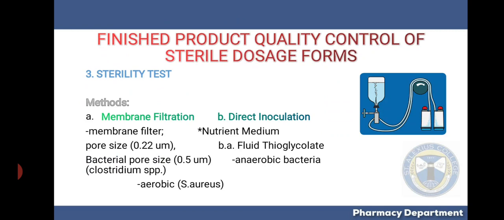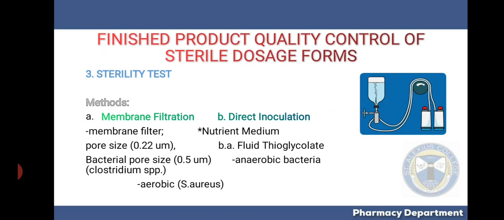So, ang pore size sa membrane filtration is 0.22 micrometer. Pag bacterial pore size naman, 0.5 micrometer, as well as the aerobic or the Staph aureus. So, sa membrane filtration, it is widely used compared to direct inoculation because direct inoculation is very traditional method for sterility test. So, sa membrane filtration, there is of course, a filter na filter ang solution through a membrane filtration.